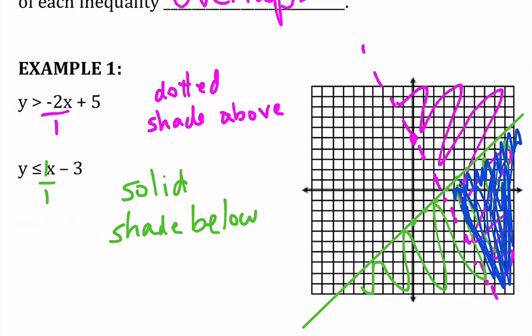Okay, so this section right here is the section where anything in here could be a possible solution. There's too many to count. That's why we're using the shading. You couldn't even name all the possible solutions.